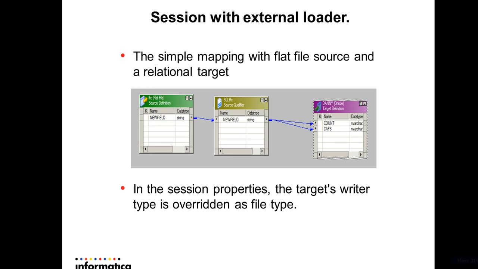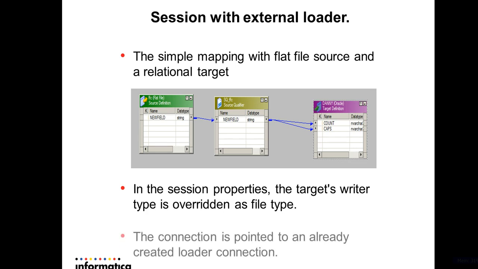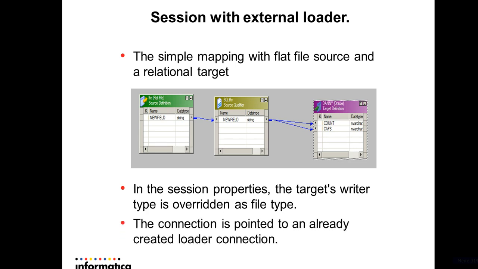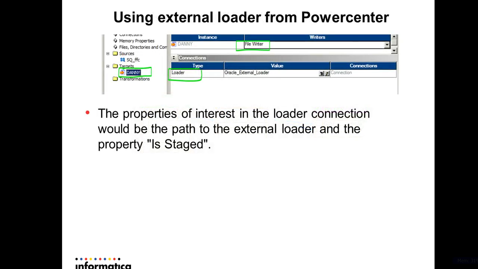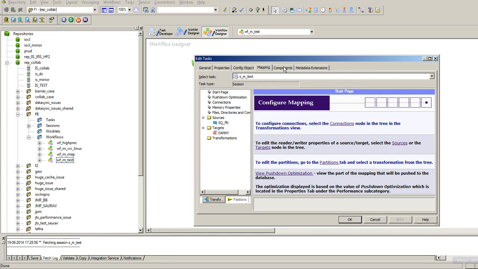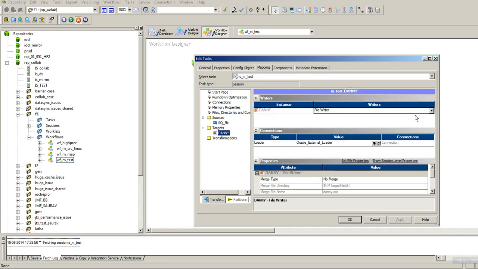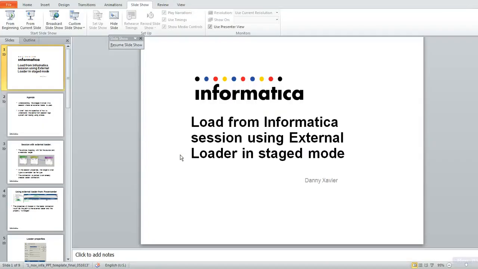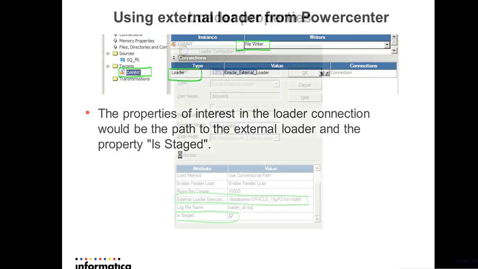Typically for a session using external loader, the target's writer type is overridden as file type in the session, and the connection for this target is pointed to an already created loader connection. So if you go to a session where we have a target, the type of the target is changed from relational to flat file, like this. It is changed from relational to flat file because we deal with external loader.